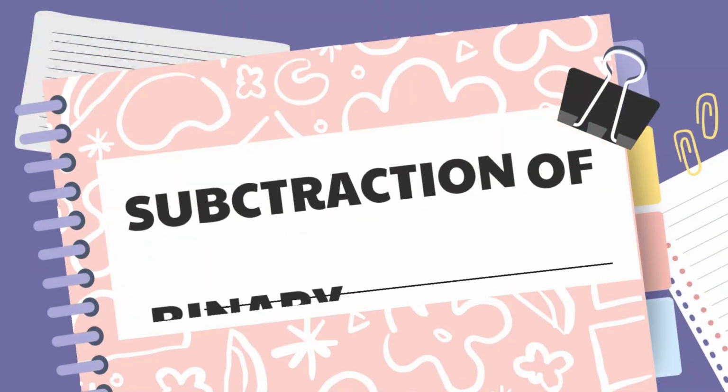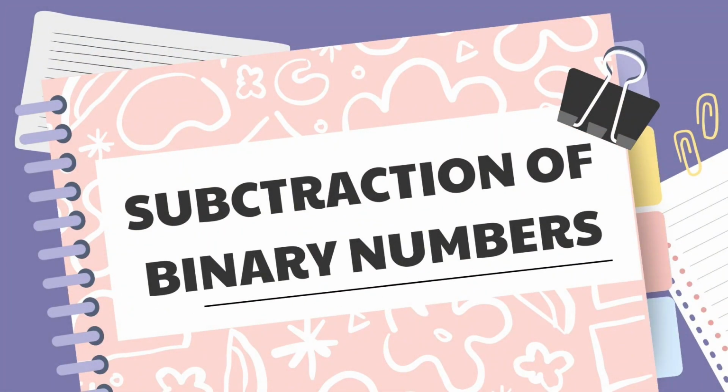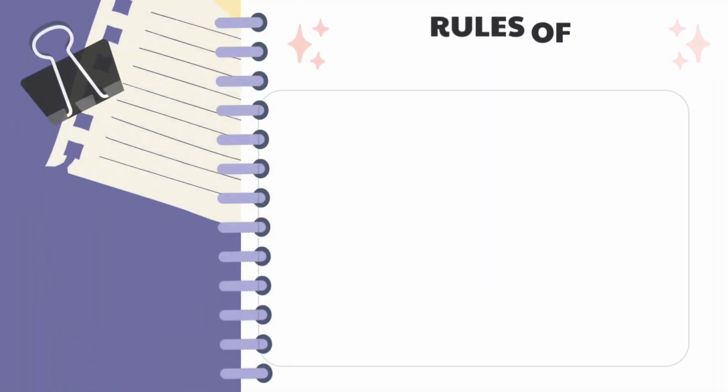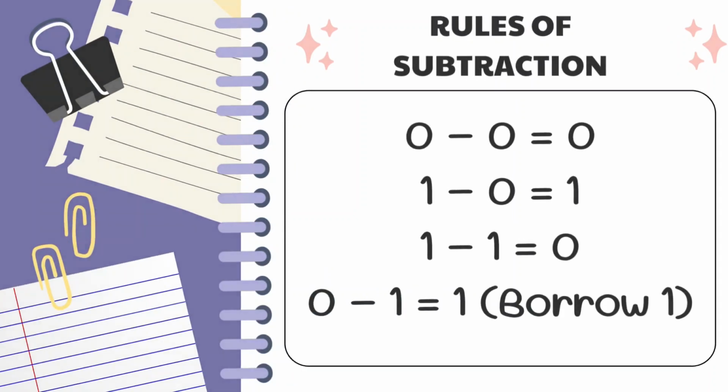Now that we've covered binary addition, let's seamlessly transition to the subtraction of binary numbers. Now, subtraction in binary follows a similar process as subtraction in decimal, just like addition, multiplication, and division, but with some unique considerations. Now, here are the rules of subtraction. 0 minus 0 equals 0, 1 minus 0 equals 1, 1 minus 1 equals 0, and 0 minus 1 is equal to 1, and that is because you borrow from the next column.